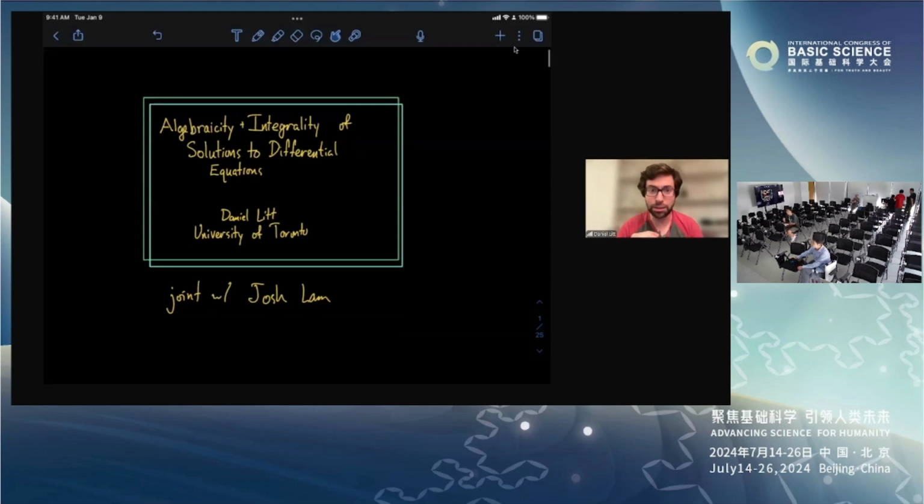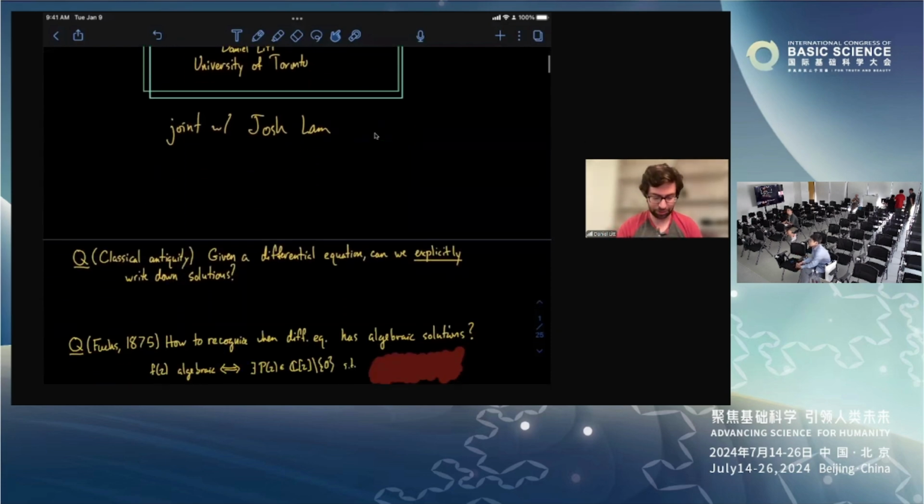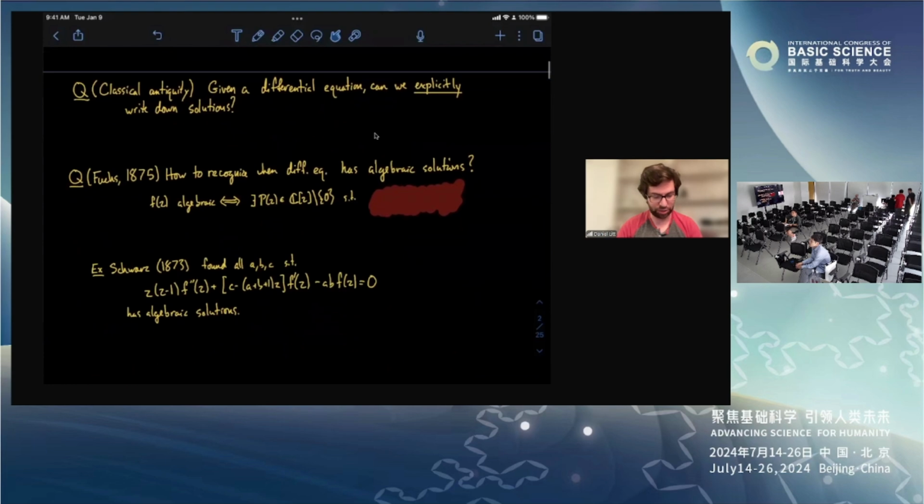Okay, so I want to talk a little bit about some basic questions about solutions to algebraic differential equations. So let me introduce those questions. Here's a question that goes back to maybe the very beginning of the very first questions people asked about differential equations, which is: given a differential equation, can you explicitly write down solutions? So what does explicitly mean?